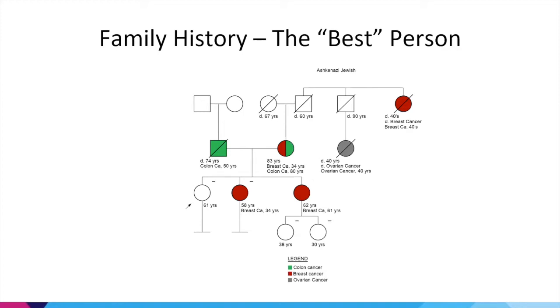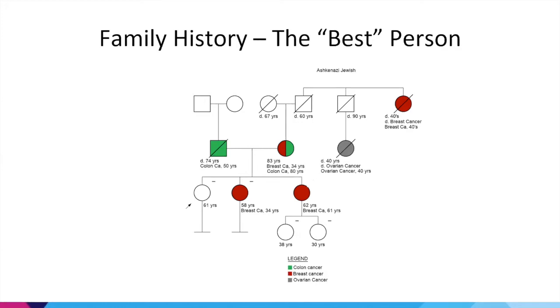Her sister had breast cancer at 34 and is now 58, and she came because her other sister had been recently diagnosed with a triple negative breast cancer at 61. Their mother had been diagnosed with breast cancer at 34, and her father had been diagnosed with colon cancer at 50. And she had this, her mother's first cousin had been diagnosed with ovarian cancer and passed away of the ovarian cancer in her 40s.